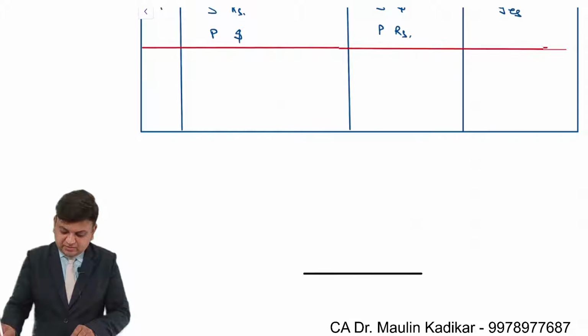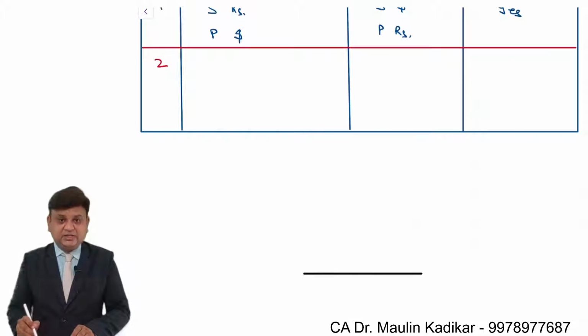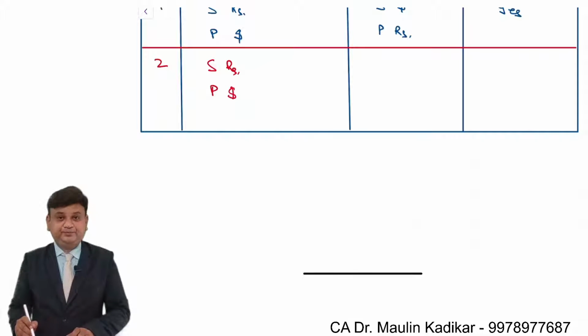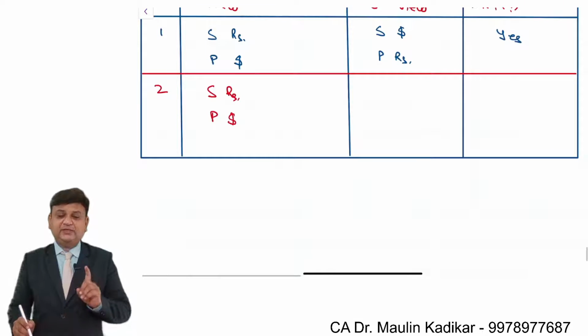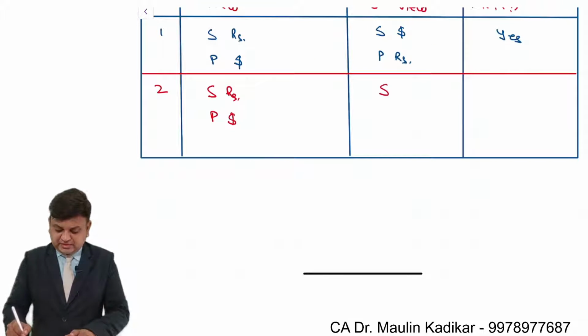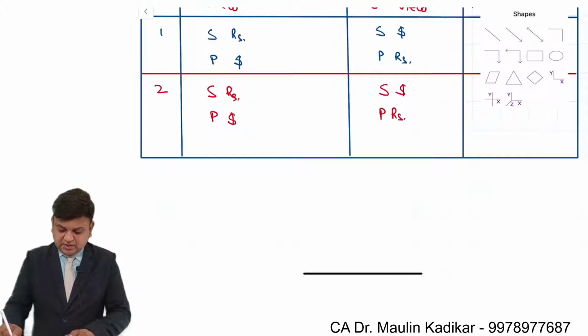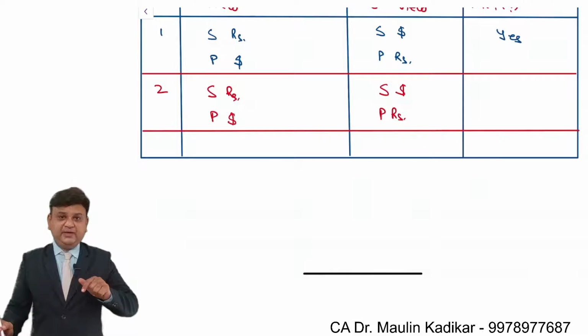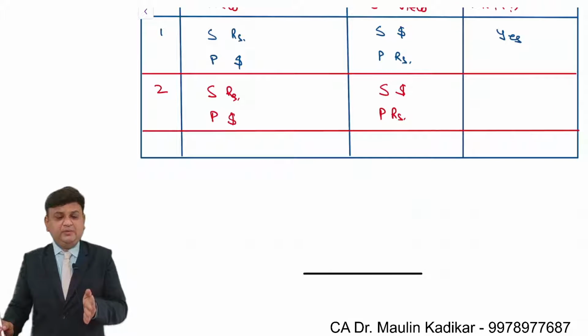Now, in the second question, the transaction from the customer's point of view is going to remain the same: sell of rupees and purchase of dollar. The transaction from the bank's point of view is also going to remain the same: sell of dollar and purchase of rupees. How much amount of dollar? 7,000. Is it required to be paid right now? No, it is required to be paid in a forward transaction.